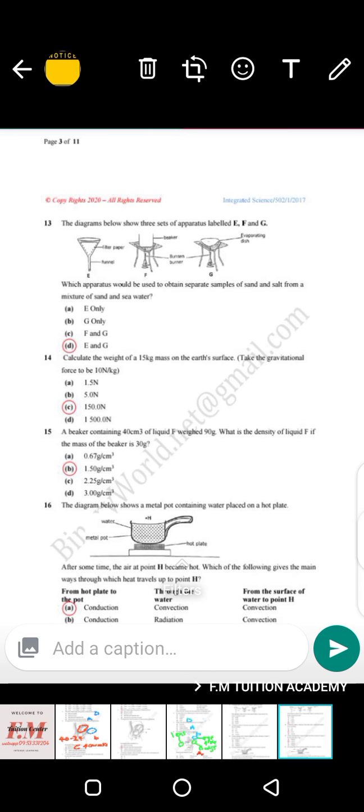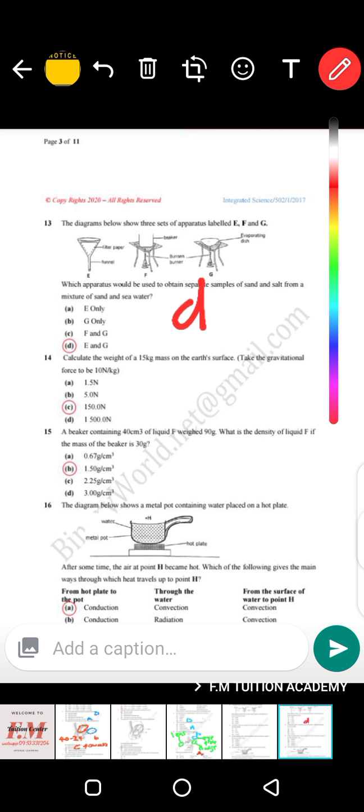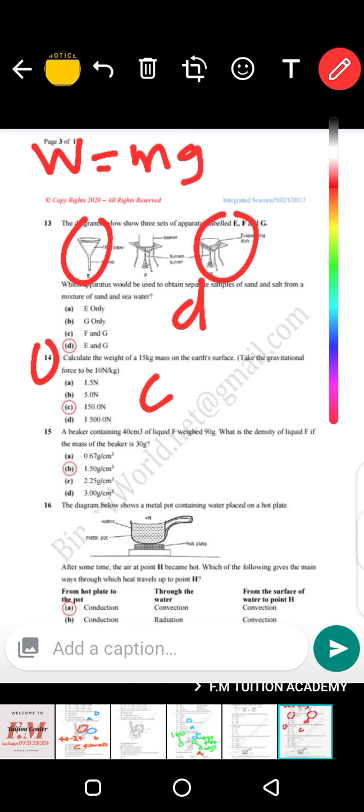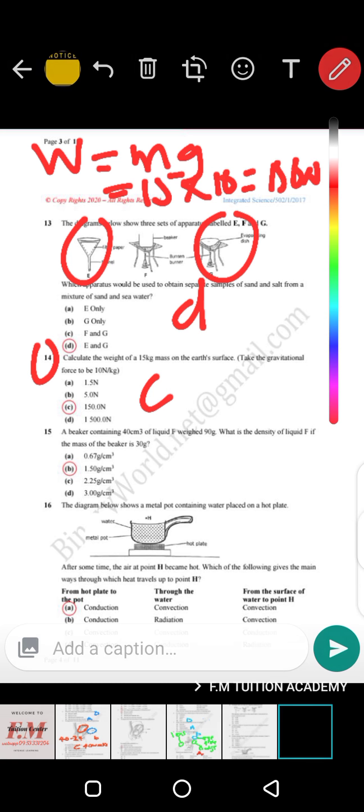Okay, that is it. We accidentally deleted this. Like I said, the answer here was D, and the answer here was C. If you remember, we picked this one and this one. The formula for number 14: weight is equal to mass times gravity. We multiplied 15 by 10 and found 150 newtons. That's how we found the 150.